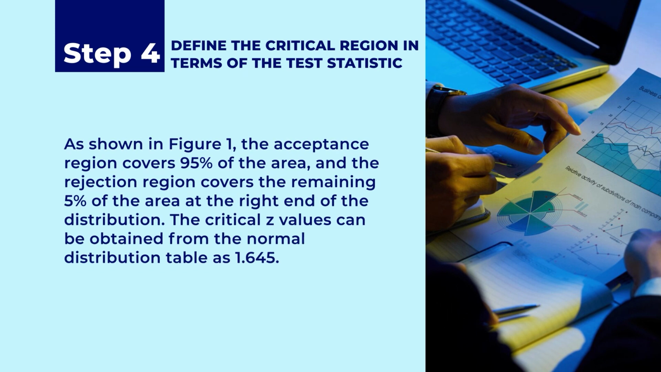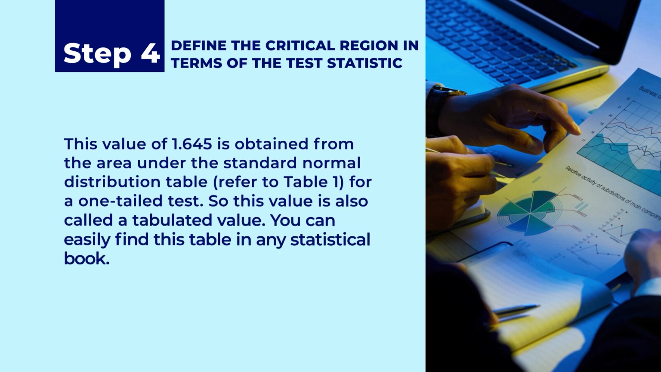As shown in figure 1, the acceptance region covers 95% of the area and the rejection region covers the remaining 5% of the area at the right end of the distribution. The critical Z value can be obtained from the normal distribution table as 1.645. This value of 1.645 is obtained from the area under the standard normal distribution table. For this, refer to table 1 for a one-tailed right-hand test. So this value is also called a tabulated value. You can easily find this table in any statistical book.